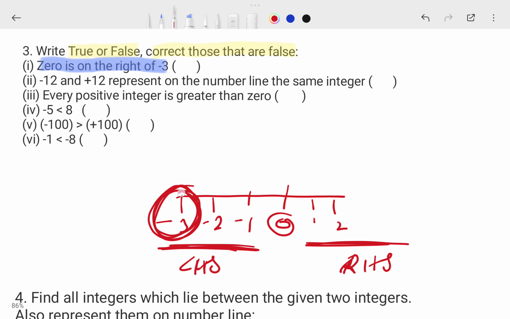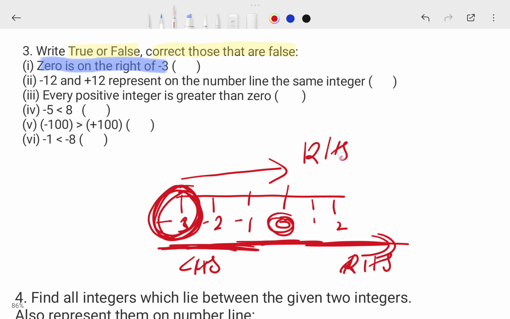Yes, this is -3, and if you see 0 is here, so it is on the right side only, because this side is the right side. If you see this is 3 and 0 is here, so this side is the right side only, this is RHS. But when we talk about this side, this is the left hand side.